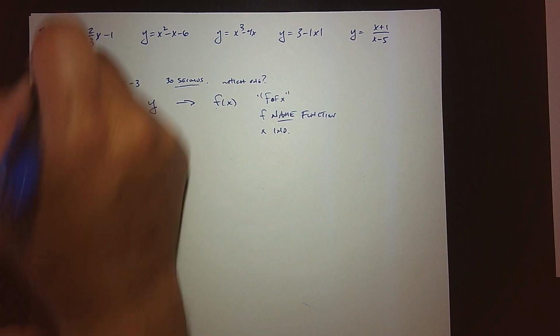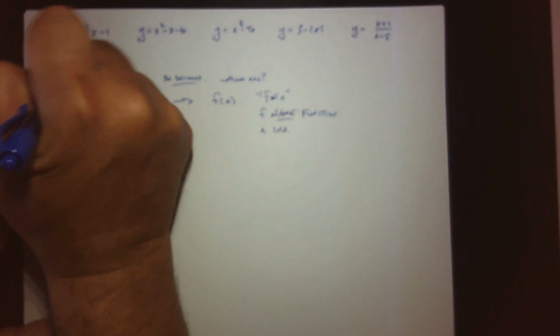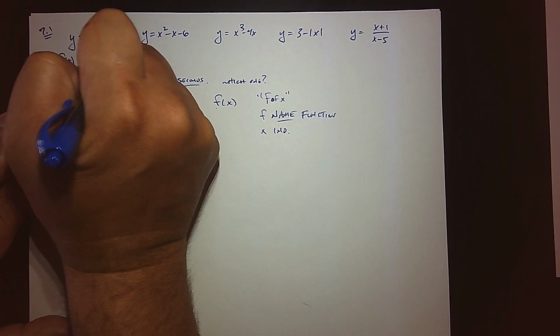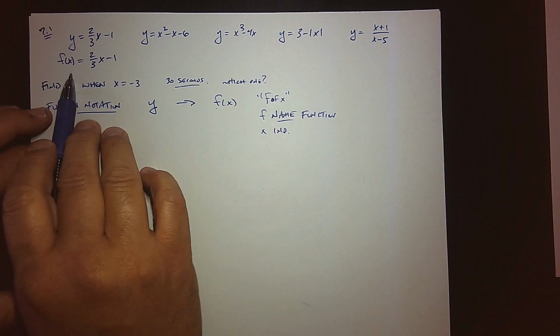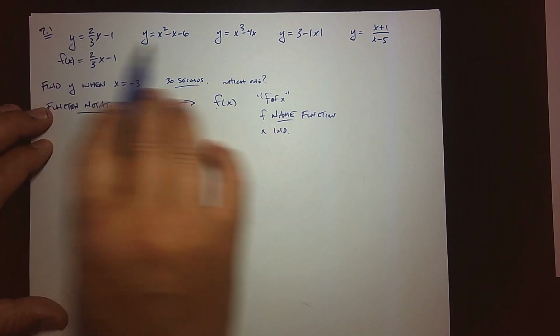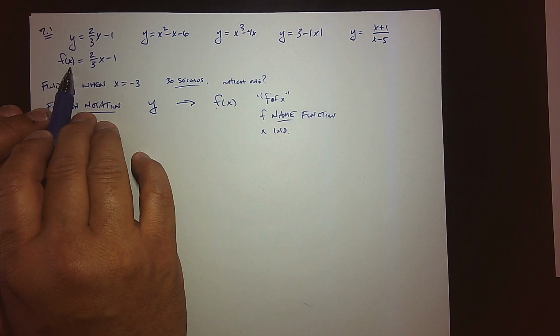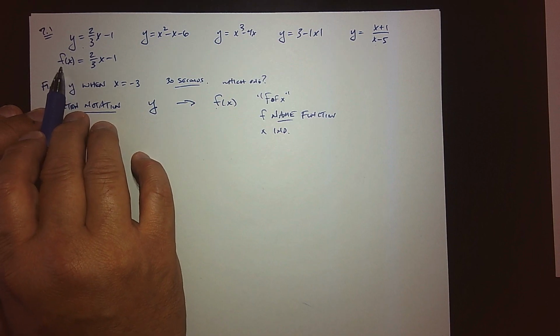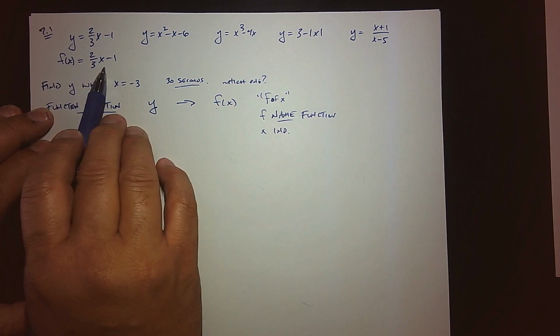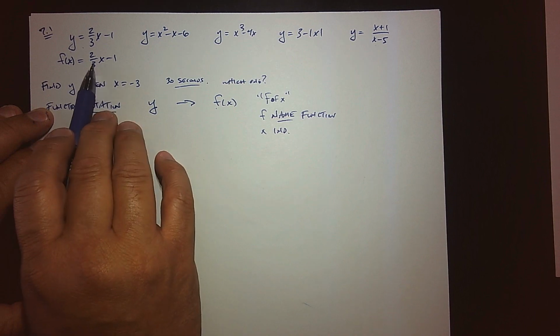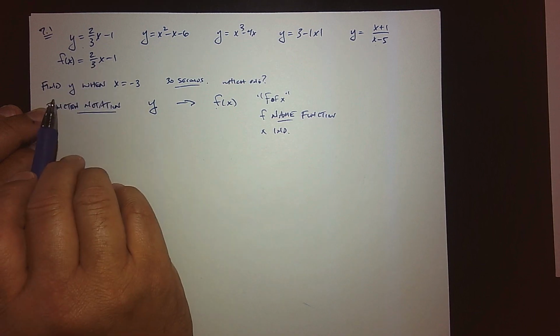Rather than calling this y, I'm now going to call it f of x. And so now I'm distinguishing this rule from this one because I've given it the name. The x is telling me that this f depends on x, and here's how it depends on it. We're going to multiply it by 2/3 and subtract 1.